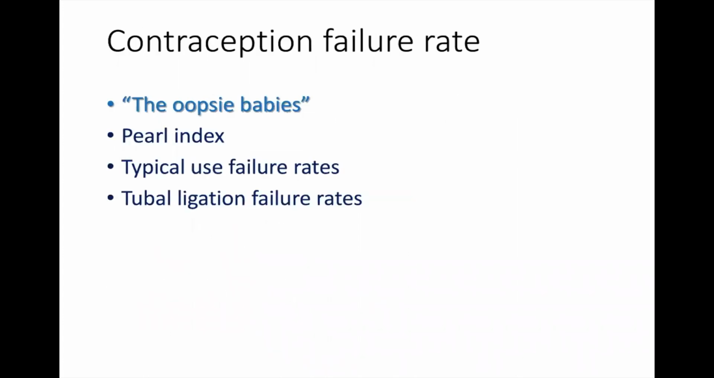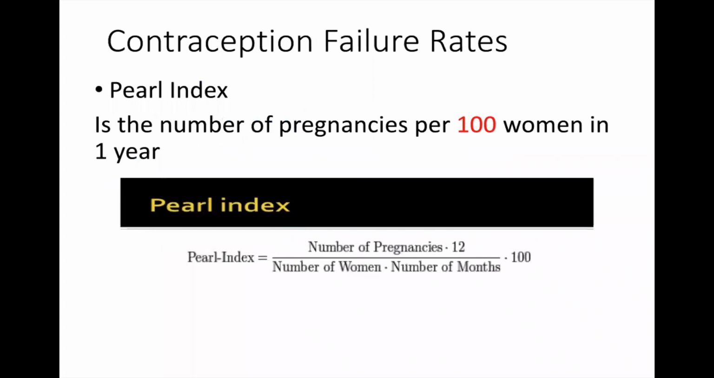Contraception failure rate, of course when it happens, that's the OB-GYN babies. Oops, somebody's pregnant. Why are they pregnant? So we're going to find out why some people that are on the pill or on any method of contraception get pregnant. So there's something called the Pearl Index, and the Pearl Index is the number of pregnancies per 100 women in 1 year. And it's calculated with this formula. You need to memorize the formula because sometimes it's an MCQ question in the exam.